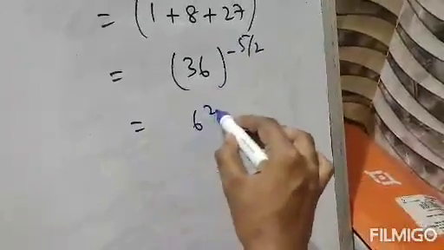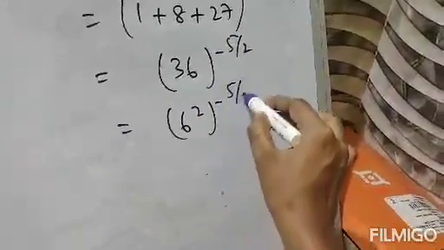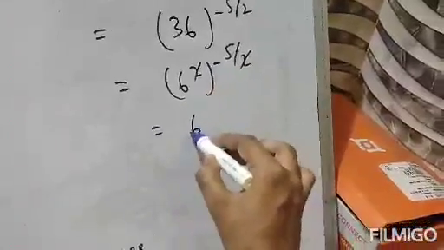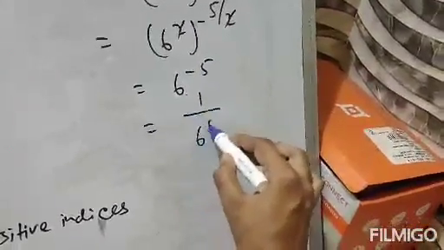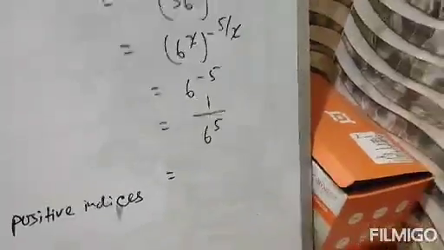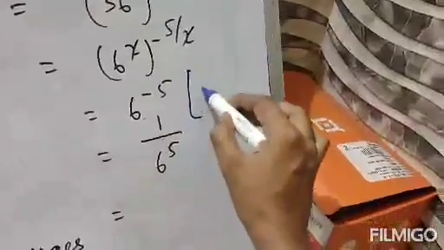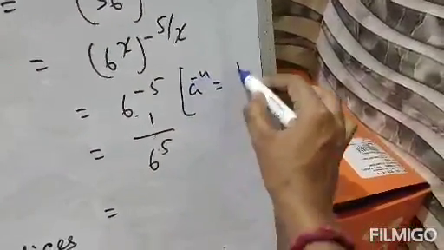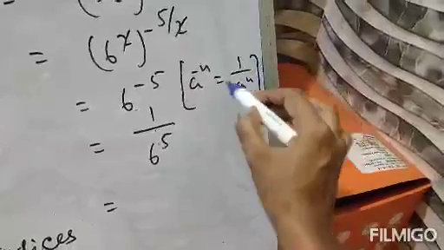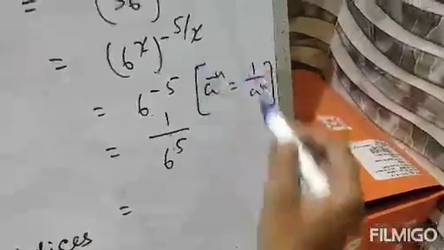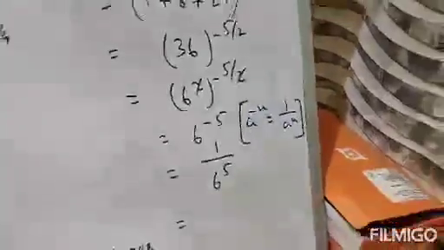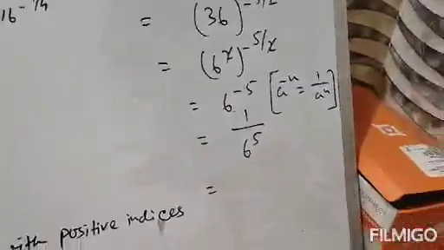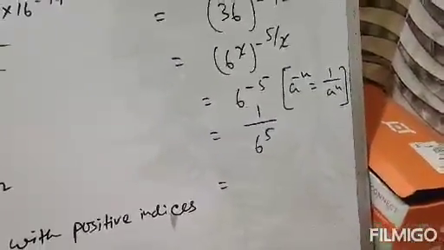Now 36 means 6 square, to the power minus 5 by 2. So 2 will reduce. That means 6 to the power minus 5. 6 to the power minus 5 means 1 by 6 to the power 5. Clear? Because here the formula applied: a to the power minus n equals 1 by a to the power n. The same formula I have applied. So 1 by 6 to the power 5.